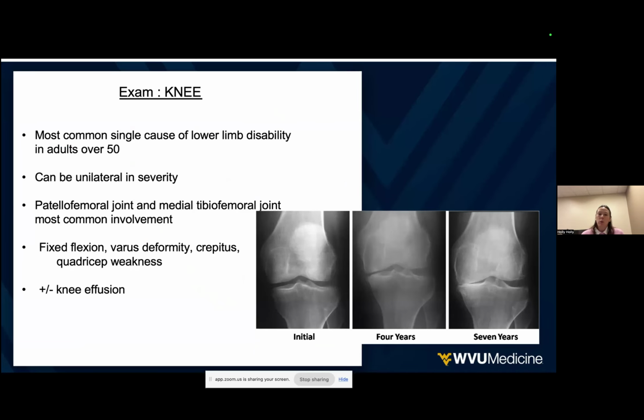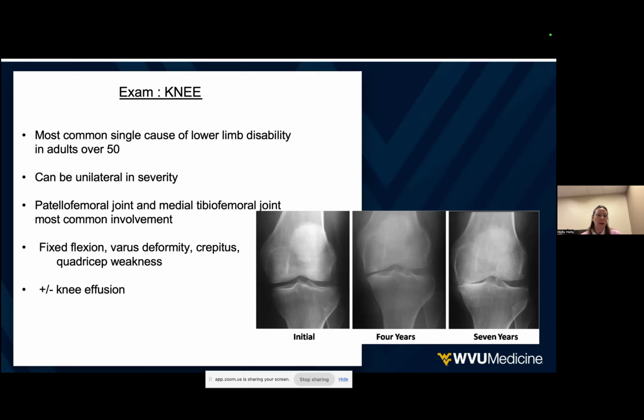This is the single most common lower limb disability in men and women over the age of 50. This X-ray gives you a progression of how that joint damage looks. Typically, again, it's going to be one side worse in severity than the other. Sometimes, again, a dominant leg or an injured leg may have worsening arthritis in that knee versus the other. We're going to find osteoarthritis in the knee more commonly in the patellofemoral joint or the medial tibiofemoral joint than the lateral joint there.